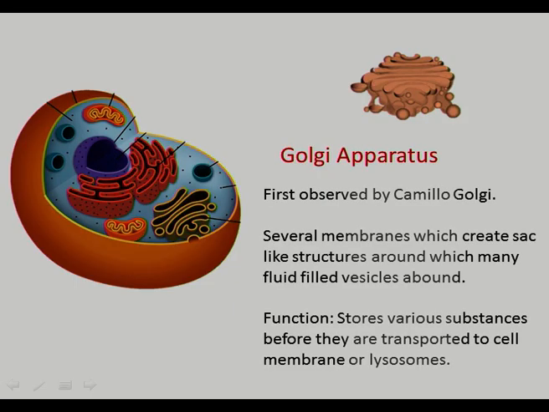Now, observe here, this is the organelle Golgi complex. Golgi complex was first observed by Camillo Golgi. It is an organelle with several membranes which create sac-like structures around which many fluid-filled vesicles abound. These are the fluid-filled vesicles. Golgi complex stores various substances before they are transported to the cell membrane or lysosomes. After these substances are transported to the cell membrane, they are secreted or they help in repair of the cell membrane.